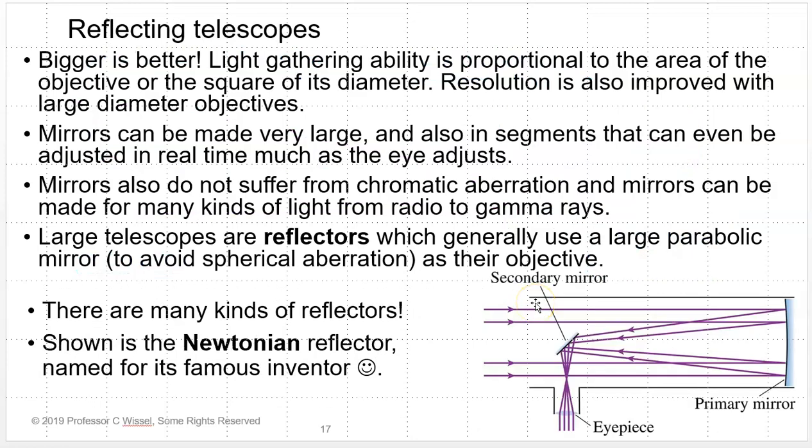Now, in reflecting telescopes and in refracting telescopes, bigger is better. The light gathering ability is proportional to the area of the objective, with the square of its diameter. So if you double the diameter of a telescope, you have 4 times the light gathering ability.